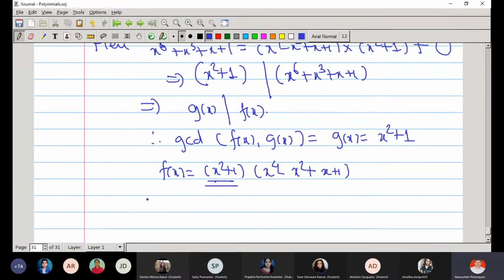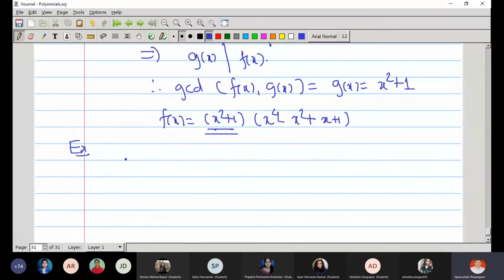Is this clear? Find GCD of f(x) is equal to x cube minus 2x square plus 6x minus 5, and g(x) is equal to x square minus 2x plus 1. So find GCD of these two polynomials.